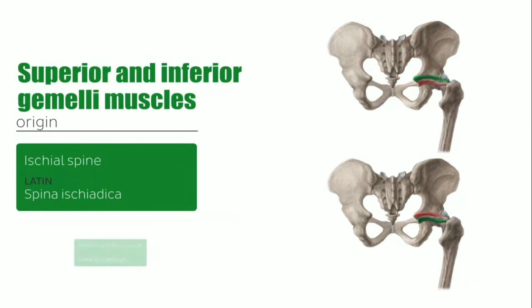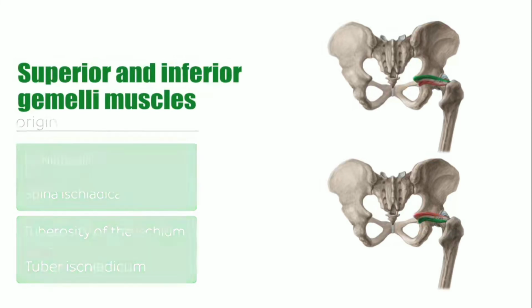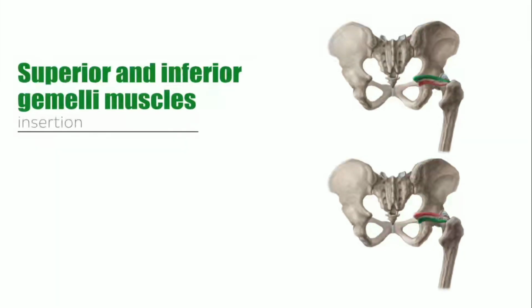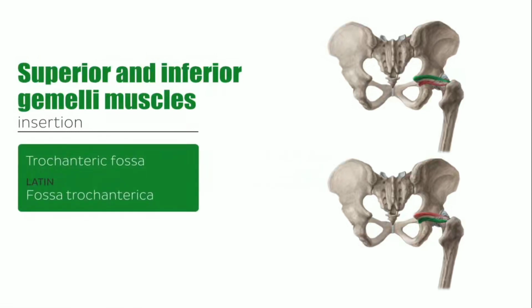Now the inferior one is going to come from the tuberosity of the ischium, as you can see here, coming all the way from the superior portion of the tuberosity of the ischium, and then they both insert into the trochanteric fossa on the femur. You can clearly see on both of these images that they're inserting very close to one another.